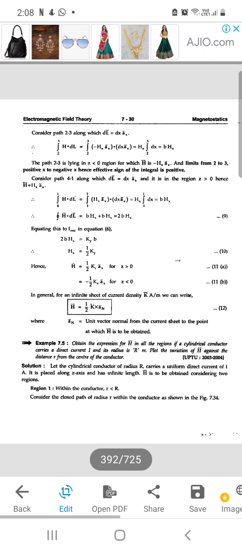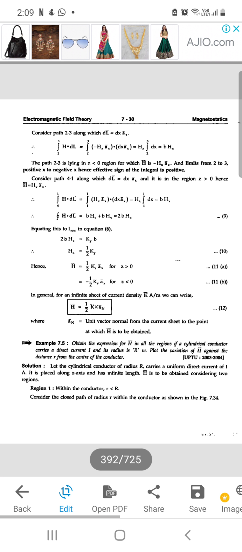Now step 5, our final step, is to equate the total magnetic field in the contour to the current enclosed by the path. Here the current enclosed by the path is Ky into b, and the total magnetic field intensity is 2b into Hx. While equating, you get Hx is equal to 1 by 2 into Ky. You know H has a value only in the x direction. So what is our answer? For the region z greater than 0, H is equal to half Ky ax, and for the region z less than 0, our answer for H is minus half into Ky ax.